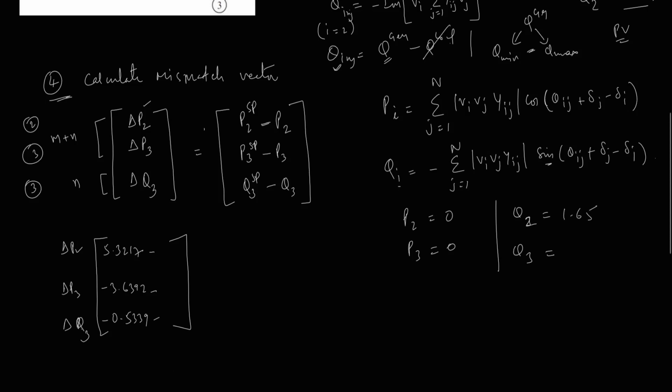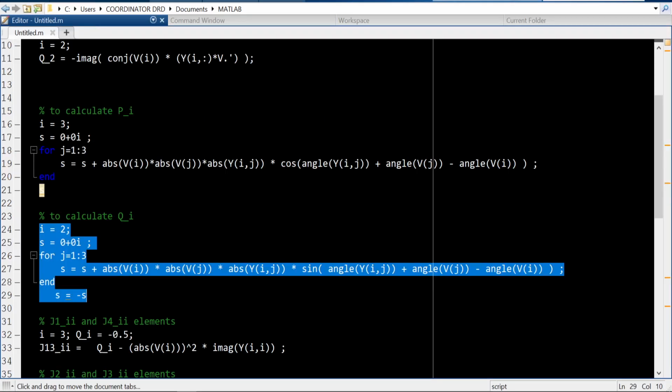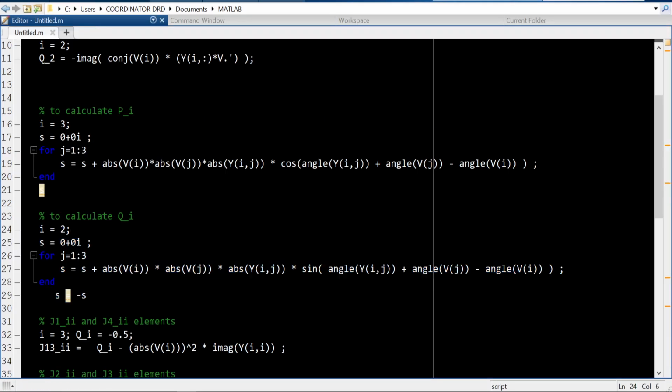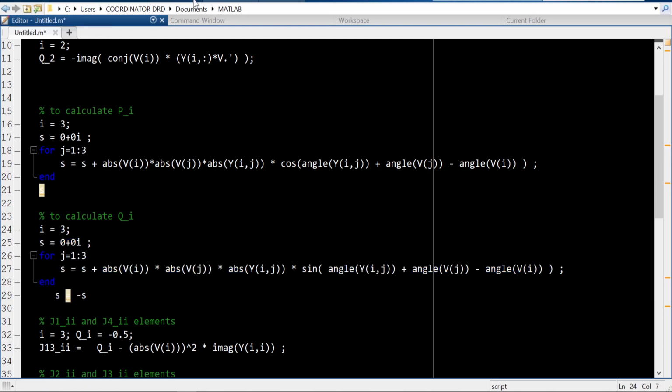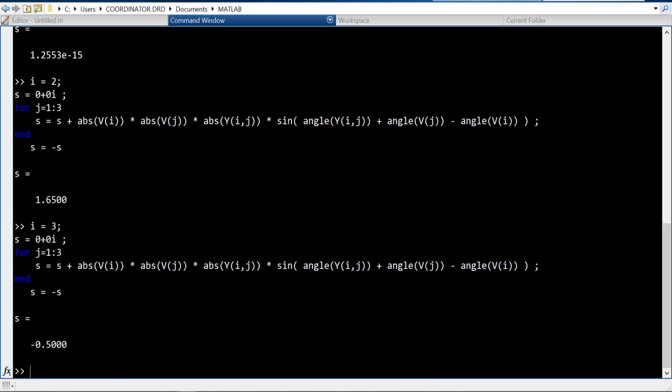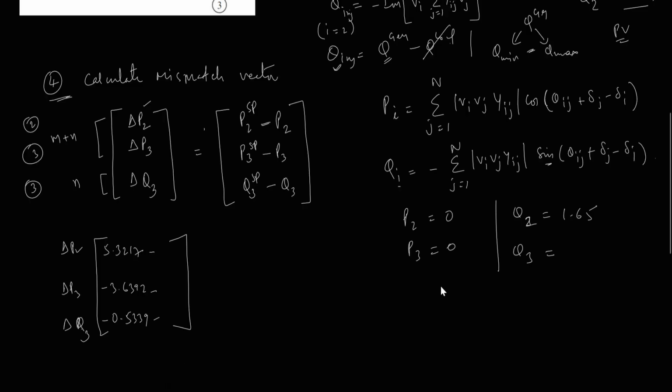And similarly, what is Q3? Just put i equals 3 here and I'll get Q3. Execute the selected content. Then Q3 is minus 0.5.